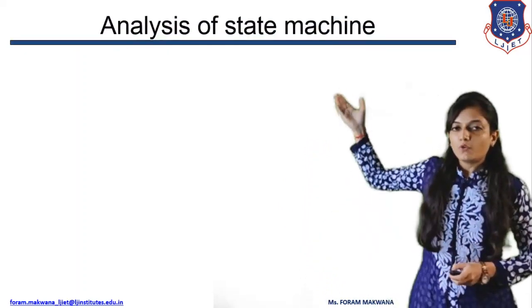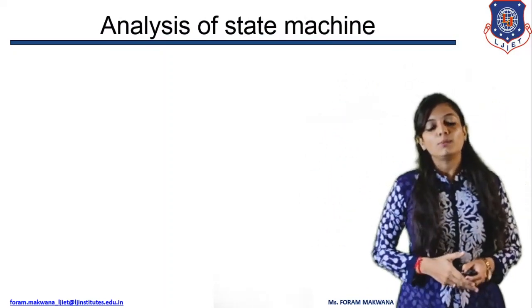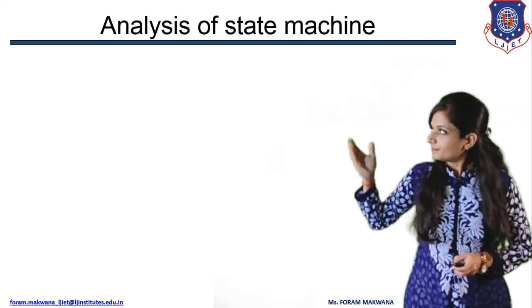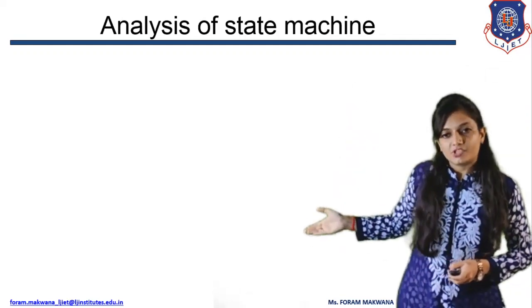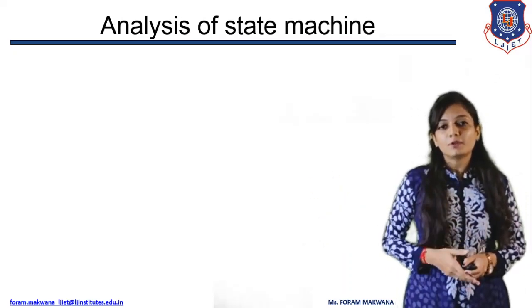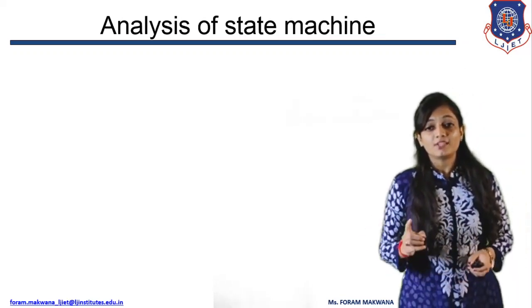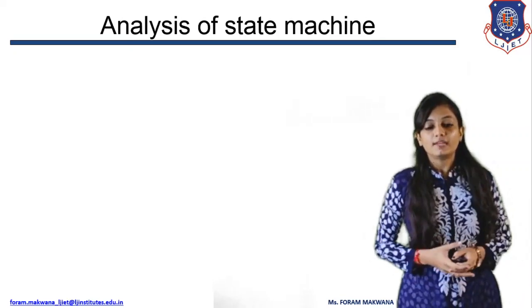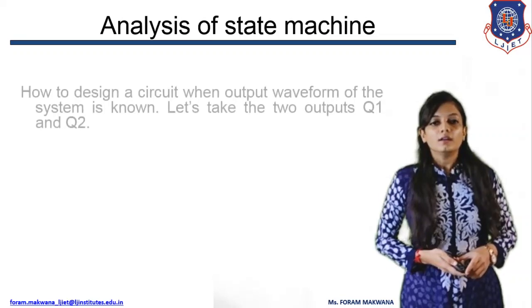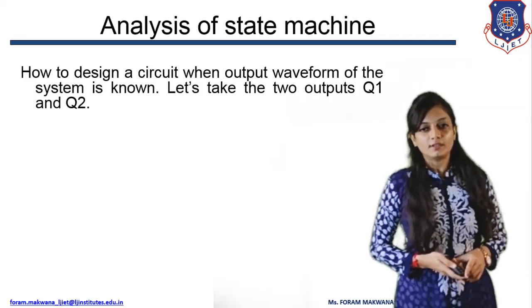Before starting the analysis of state machine, we need to recall what we mean by finite state machine. An FSM is nothing but a state machine which has a finite number of states. The best example of FSM is the vending machine, in which output is generated based on the specific input combination. Now, we are going to analyze a state machine.